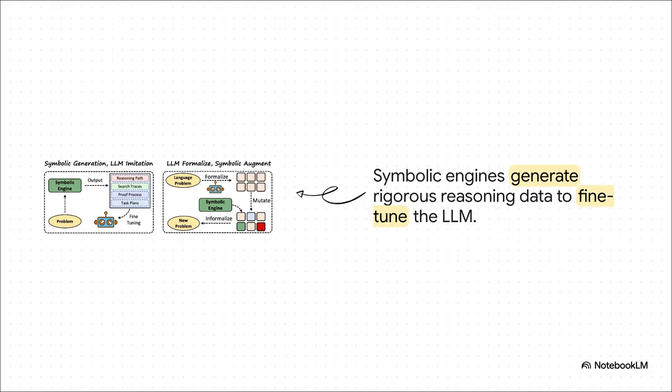Here, the symbolic engine, which is designed for perfect step-by-step logic, is the teacher. It basically creates these flawless reasoning examples like perfect mathematical proofs. We then take all that beautiful structured data and use it to train the LLM. It's kind of like giving a student a math workbook where all the answers and the steps to get there are already perfectly filled out.